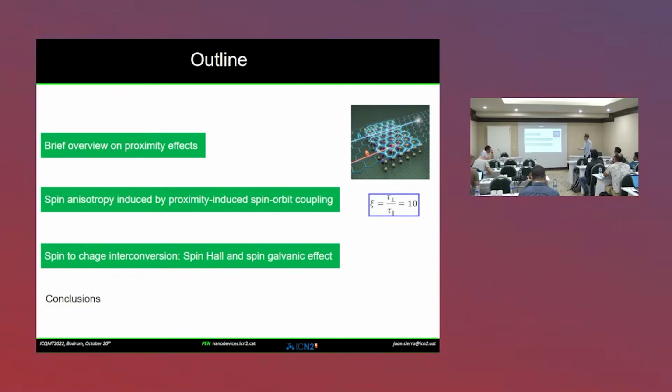And finally, I will show you some spin to charge interconversion experiments, and in particular how we can generate the spin Hall and spin galvanic effects in graphene, and how this figure of merit that measures how efficient the spin to charge interconversion is can be strongly improved when you work with these van der Waals materials and compare with other conventional high spin orbit coupling materials. And if I have time, I hope I will, I will show you some other very recent experiments related to spin to charge interconversion with transition metal dichalcogenides with reduced crystal symmetry.